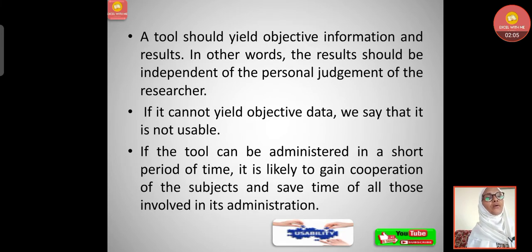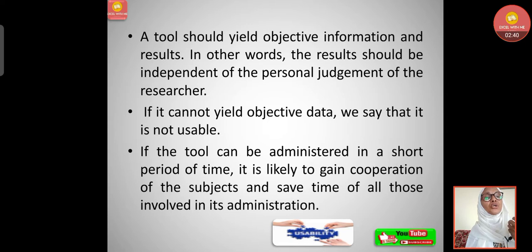A tool should yield objective information and results, obviously. In other words, the results should be independent. Just now I told objectivity, it should not be biased. Researchers should not have their personal judgments in the results. The results should be independent. If it cannot yield objective data, that means we say that it is not usable. Obviously if it is not correct or objective, without any personal bias, that will not be usable.